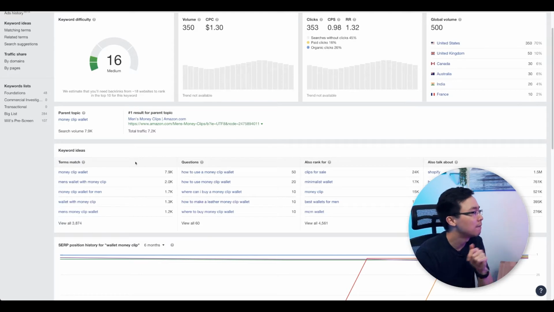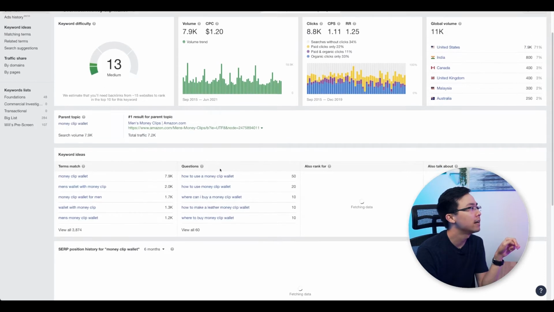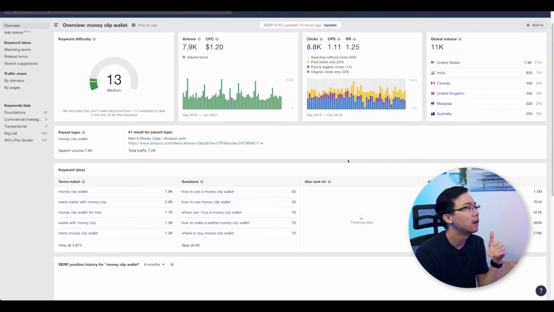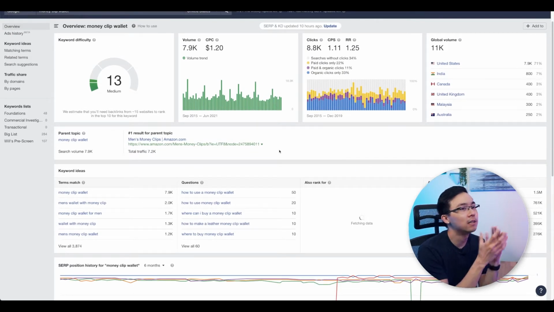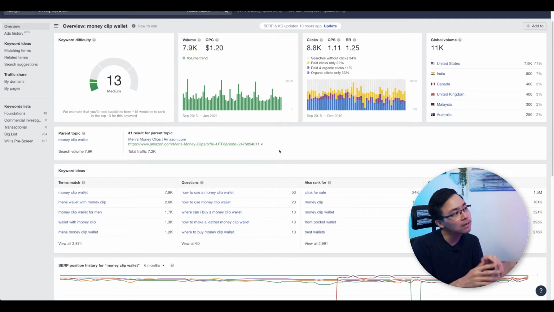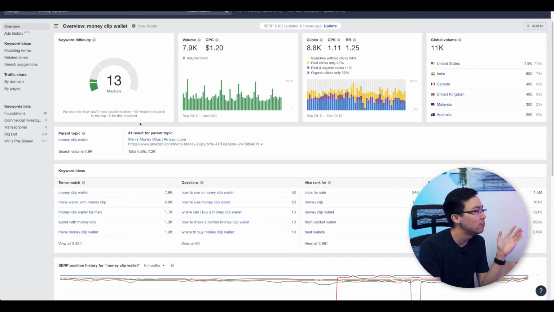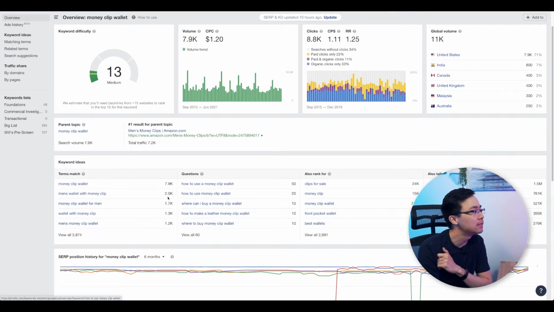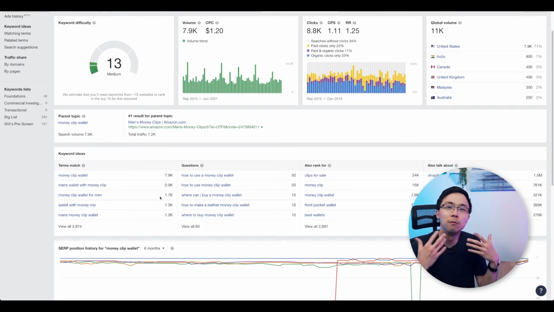So in this case, we have money clip wallet, but you'll notice that there's actually a terms match here. And if we go ahead and click that, we can actually see another related phrase around money clip wallet. And you can see how this phrase has a lot more volume, 7,900 monthly searches in the US. And you'll also see that the keyword difficulty is medium and whatnot. And you can see different things around the overall phrase that you're looking for.